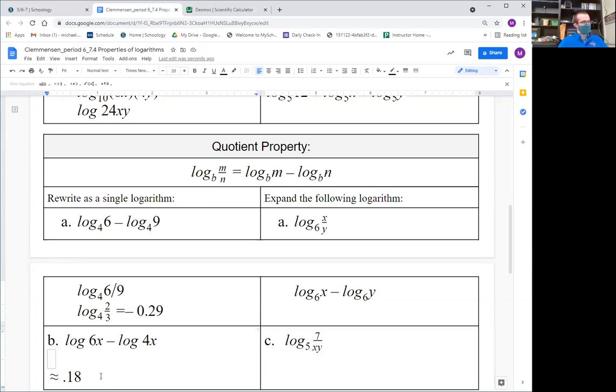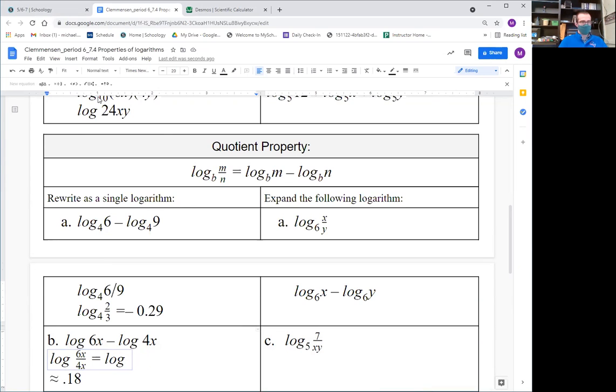So we see that 6x and that 4x. We can combine those with that minus sign in between to make it a single log. I'll go with the thing: 6x divided by 4x. Who can tell me what this simplifies down to be? What is 6x divided by 4x equal to?